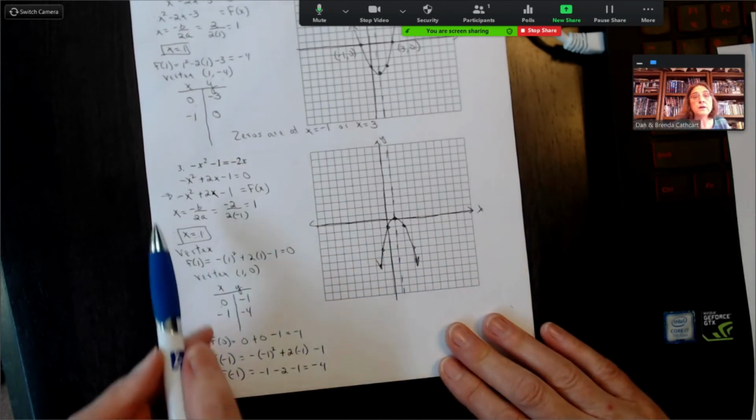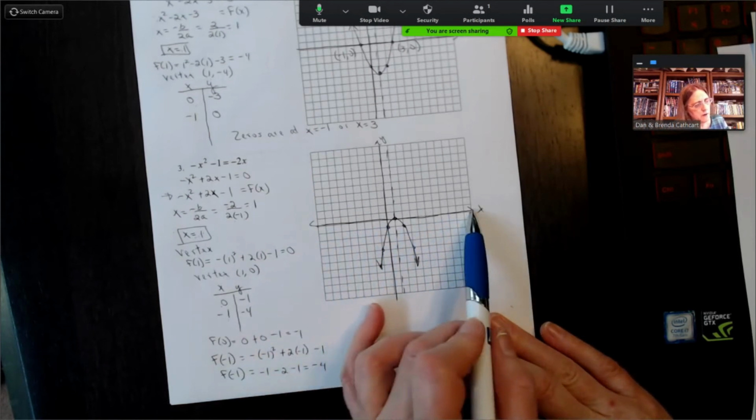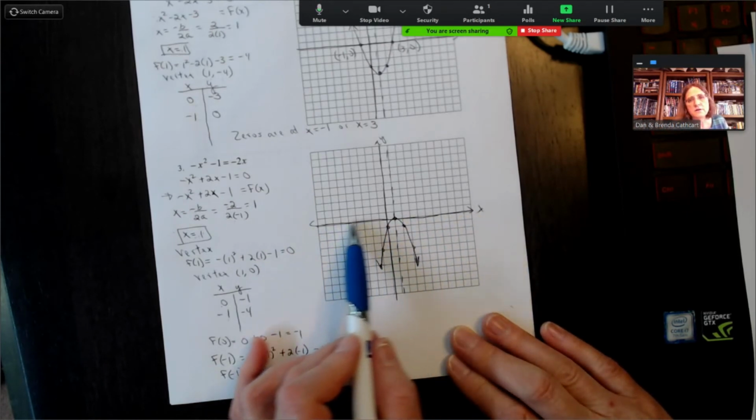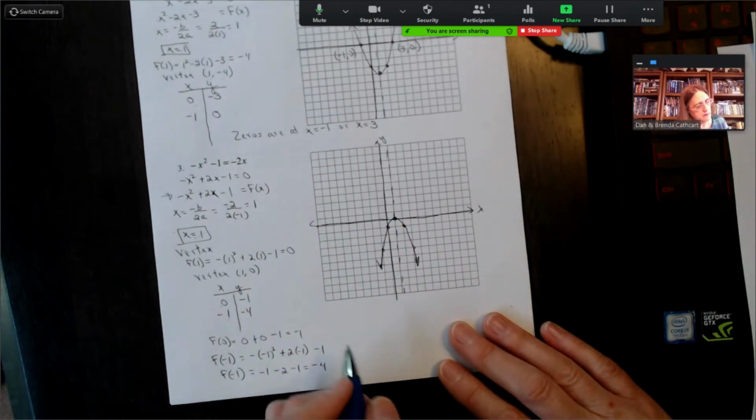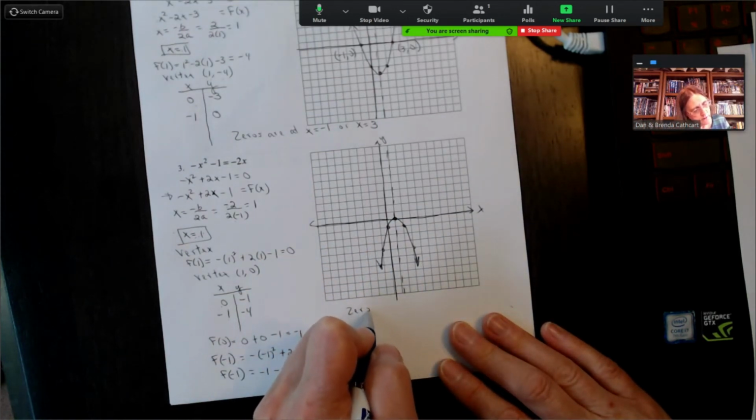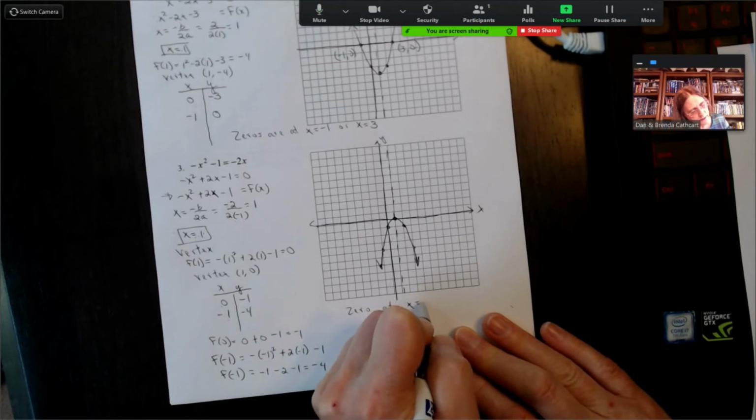And again, for finding the zeros, they are on the x-axis. They're the x-intercepts. There's one point that is at the 0, so we only have 1 zero at x equals 1.